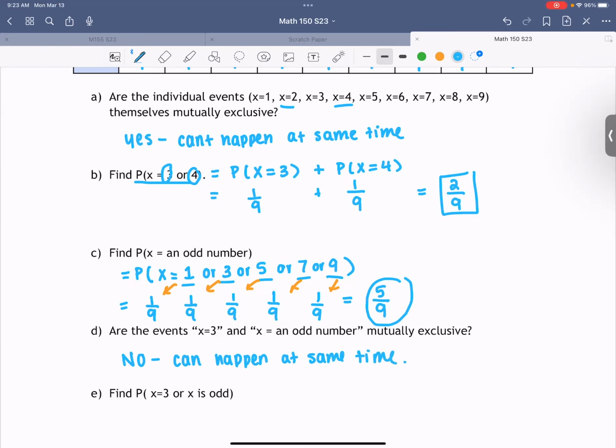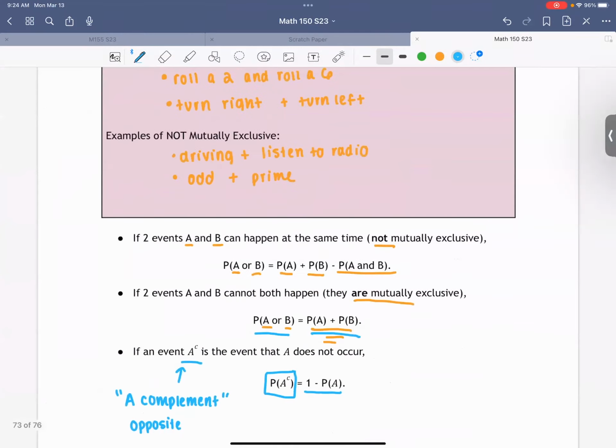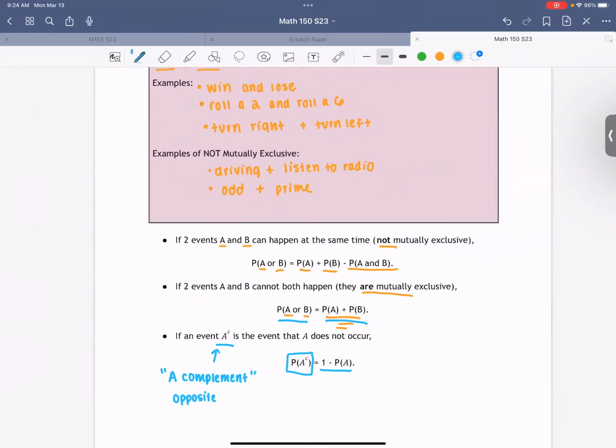Okay. So why don't we go ahead and combine these together? In part E, I want to know the probability that x is 3 or that x is odd. We just said that these aren't mutually exclusive, which means we probably need to use rule number 1, right? Now, taking a look at rule 1, it says we need to add together the probabilities and then subtract off where they intersect or where they happen at the same time.